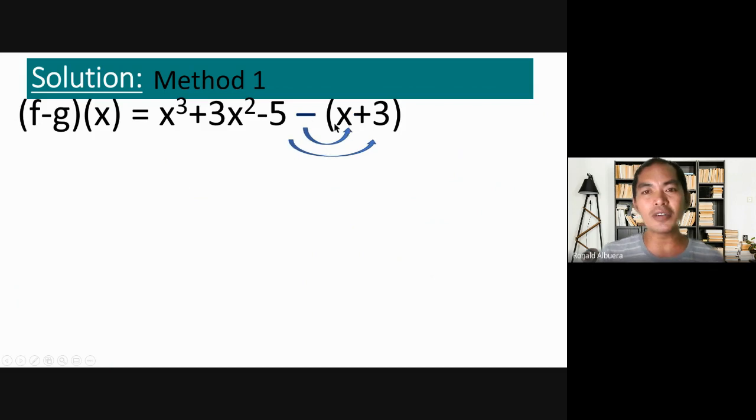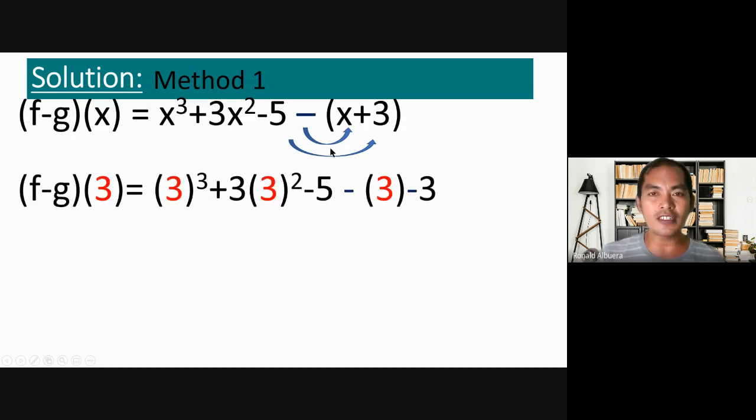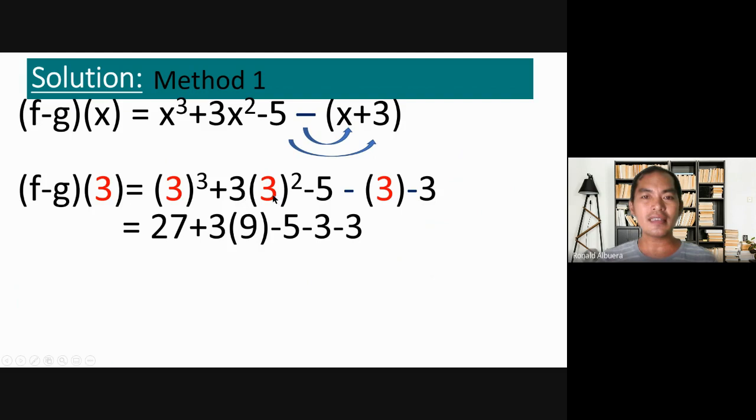But then take note na kailangan i-substitute or papalitan ng sign yung second function. So it became negative x and then it became negative 3. So direkta natin na pinalitan yung x ng 3. So 3 cubed is 27. 3 squared, ito muna yung square. 3 times 3, 9 times 3 is 27.